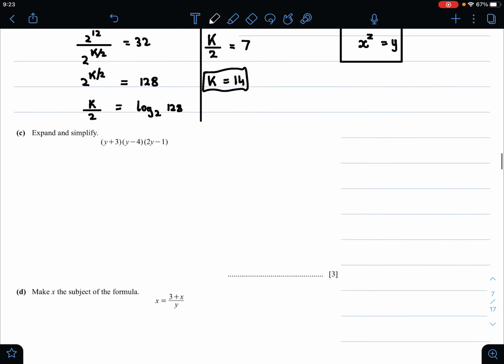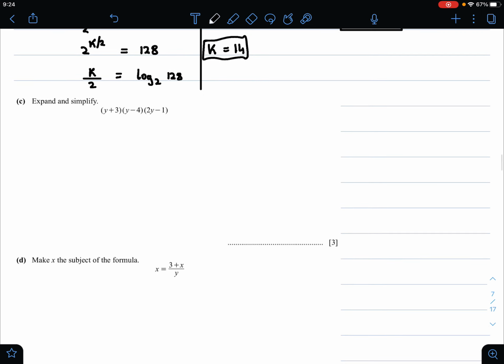Now let's move to part C, where they are asking us to expand the brackets. So the easiest way to do this is to expand two brackets first and then expand the last one. So let's expand y plus 3, y minus 4. So y multiplied by y is y square. Negative 4 multiplied by y is negative 4y. Positive 3 multiplied by y is positive 3y. And positive 3 multiplied by negative 4 is equal to negative 12.